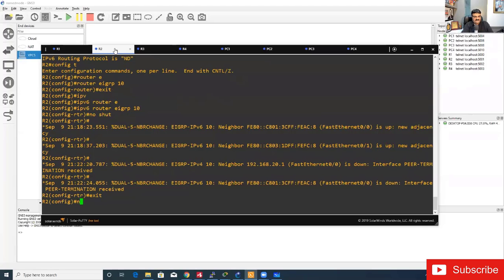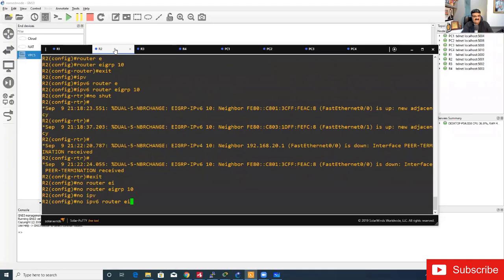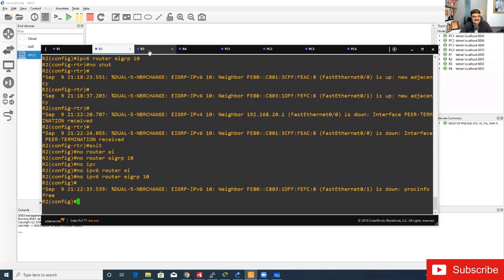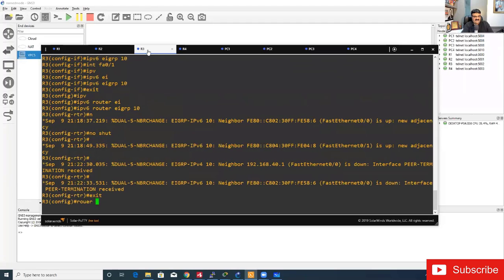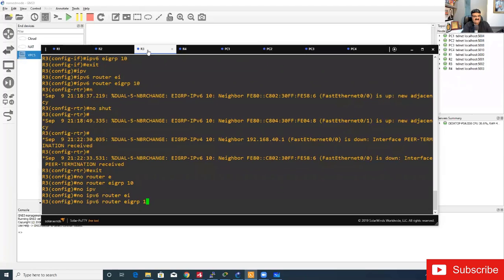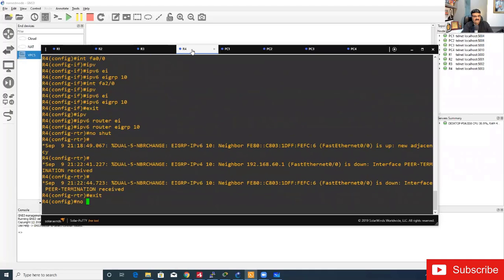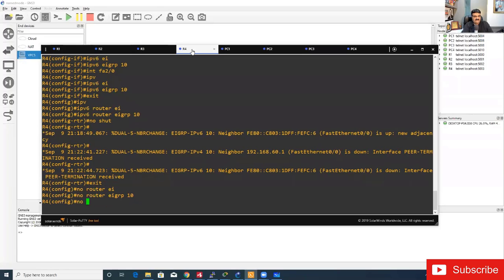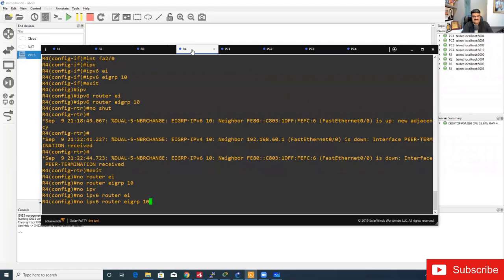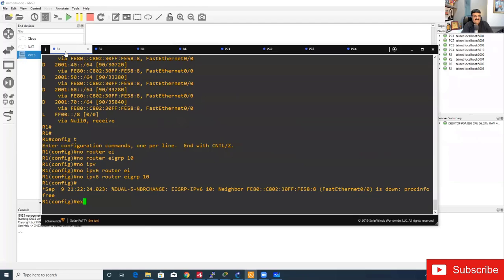R2, no router EIGRP 10, no IPv6 router EIGRP 10. AS concept, everything remains same. Okay, router, sorry, no router EIGRP 10, no IPv6 router EIGRP 10. R4, no router EIGRP 10, no IPv6 router EIGRP 10. Then no IP version 6, no IP version 4, everything is clear.